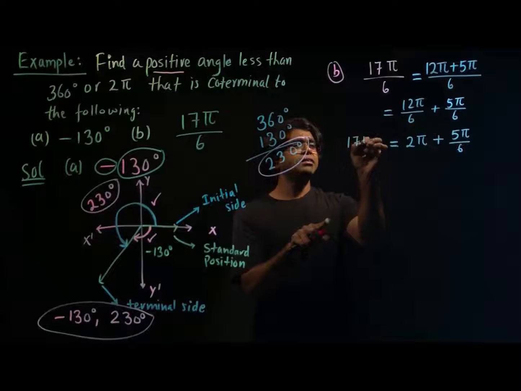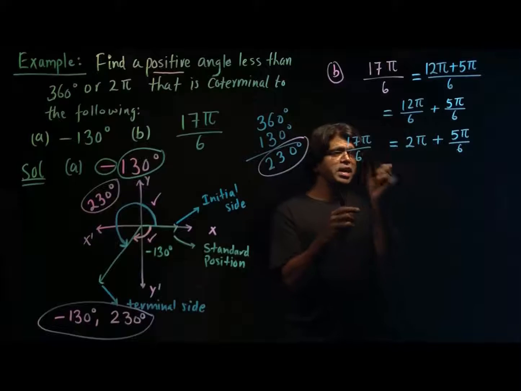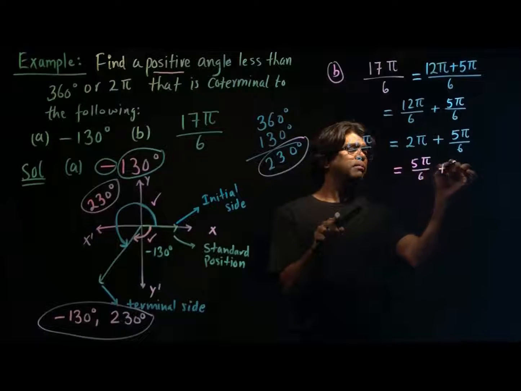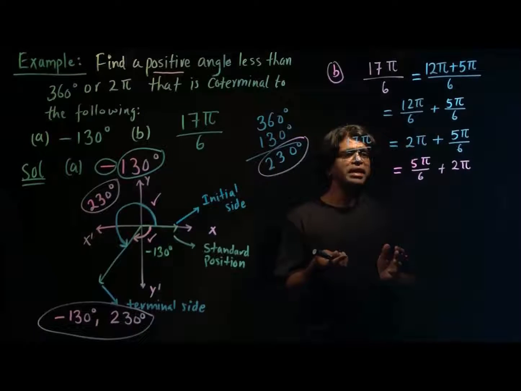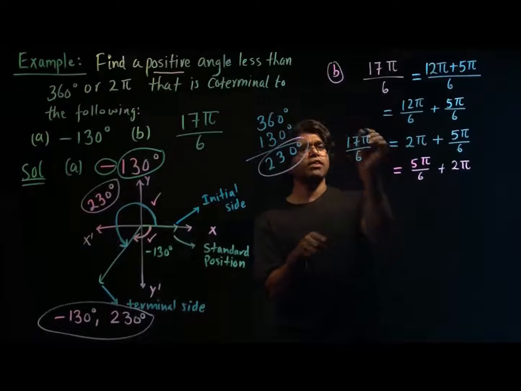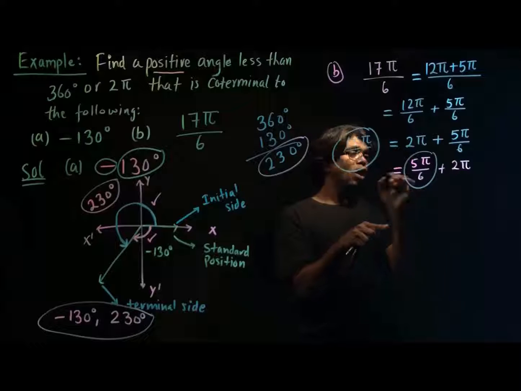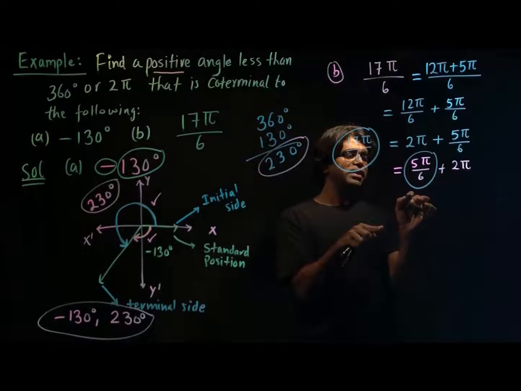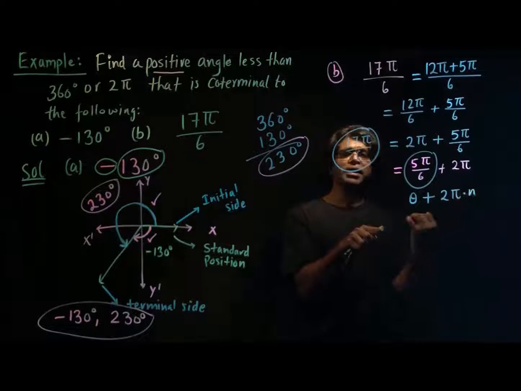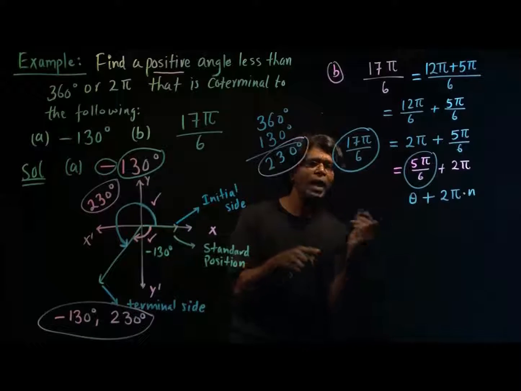So this is my angle, 17 pi over 6. Now if I rewrite this, I can write it as 5 pi over 6 plus 2 pi. As we can see, without even graphing, we can say that a coterminal angle for 17 pi over 6 is 5 pi over 6. Why? Because we already wrote 17 pi over 6 in terms of theta plus 2 pi times n. So we don't need to graph this angle, but let's graph it just to see what happens.